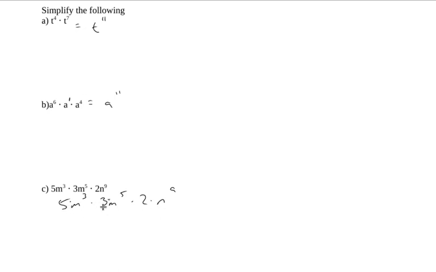5 times 3 is 15. Multiply that by 2, we get 30. M to the fifth times m cubed times m to the fifth. Well, that's m to the 8th, using the property that we just saw. And then n to the 9th, this is not the same base as these two, so I can't push those together. This has a very similar feel to combining like terms, but it's not quite the same thing. Keep in mind we're doing multiplication here.